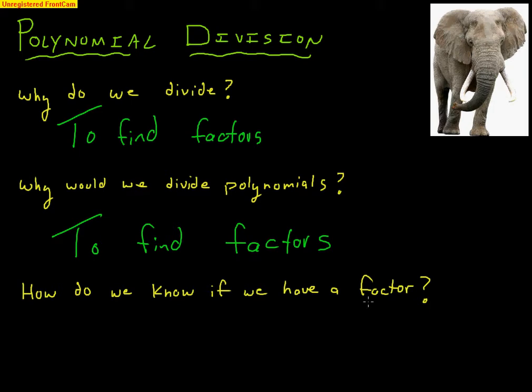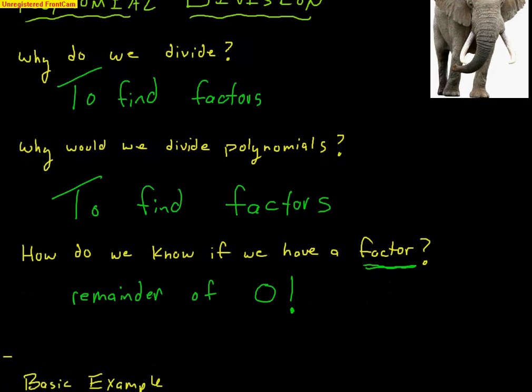So how do we know if we have found an official factor? Anytime you get a remainder of zero when you do division, that means that you have a factor. So when you properly have a factor, when you know you did a problem correct, you must have gotten a remainder of zero. That's a big part of polynomial division.